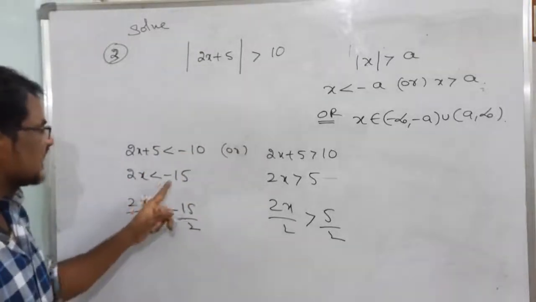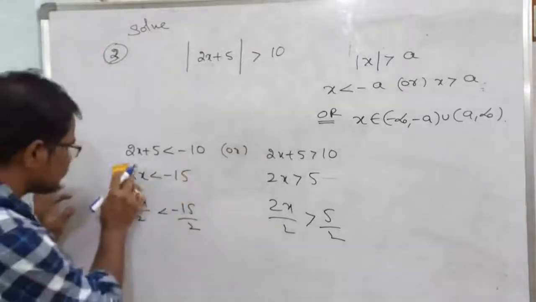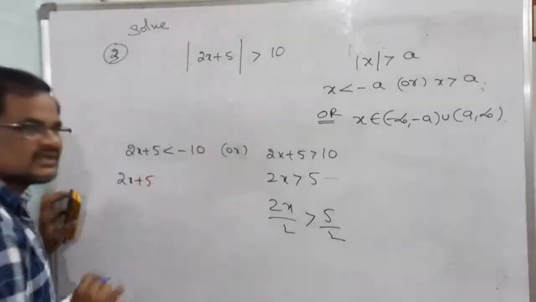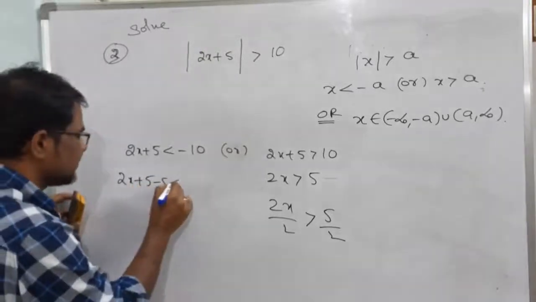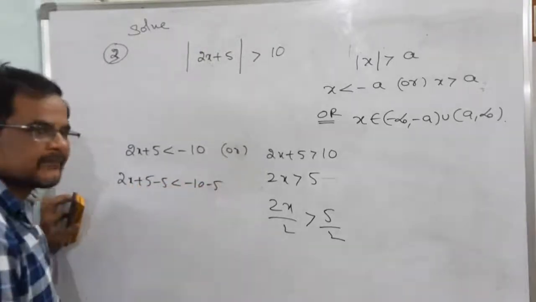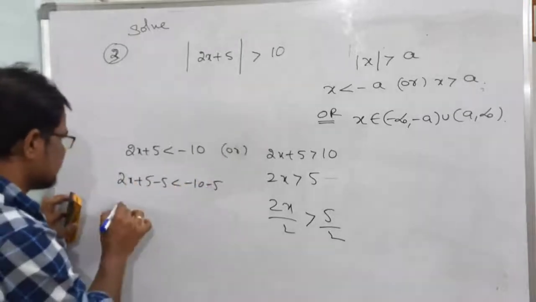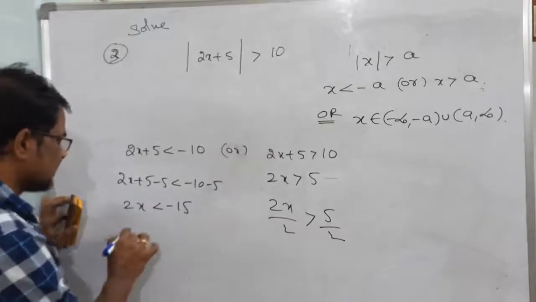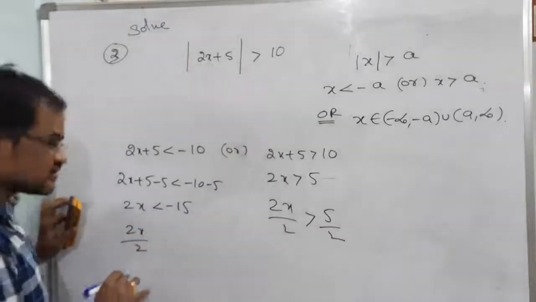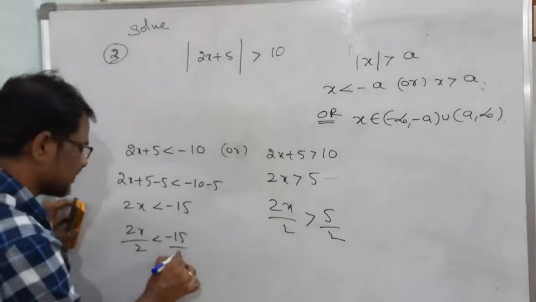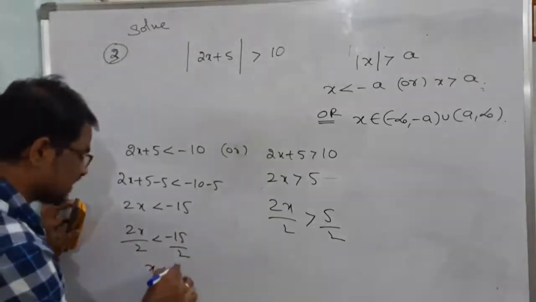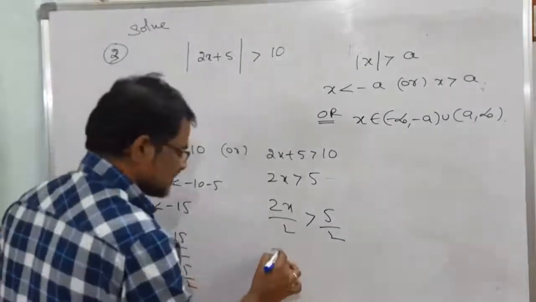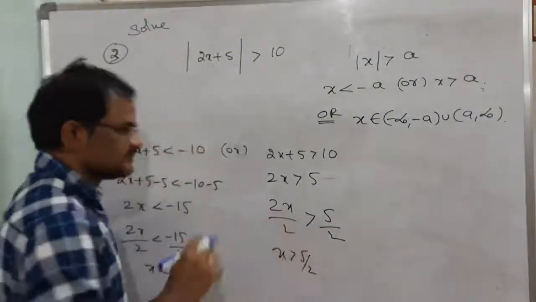2x less than, so if you take that side, otherwise you can do like this also. See, 2x plus 5, to avoid this 5, plus 5, so minus 5, here also 10 minus 5, here also minus 5, here also minus 5. So here minus 5 plus 5 get cancelled, 2x less than minus 15, and dividing by 2, a positive real number, x less than minus 15 by 2. Okay. Next, here also 2 cancel, x greater than 5 by 2.